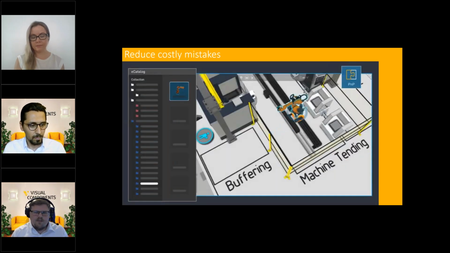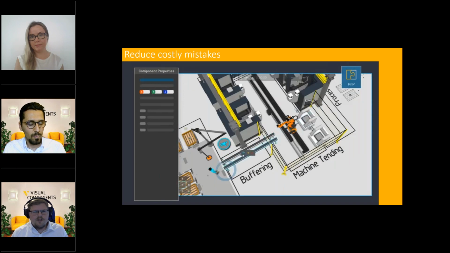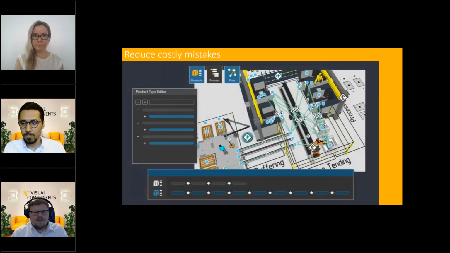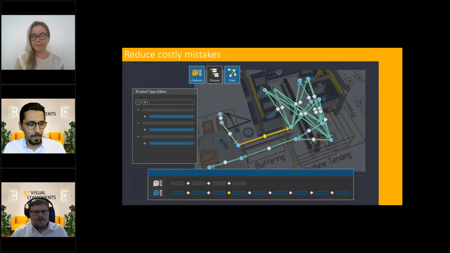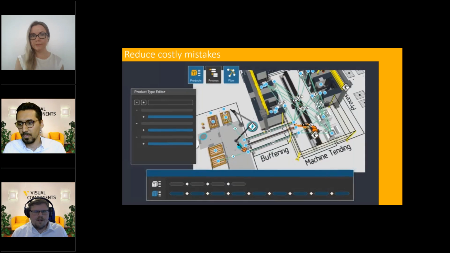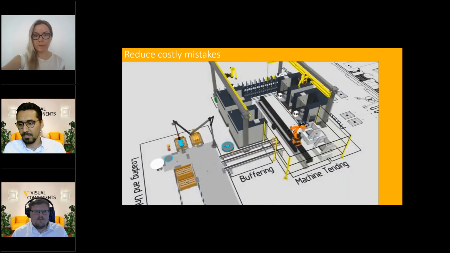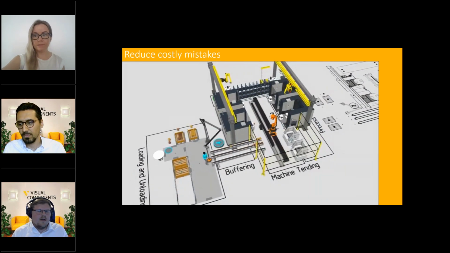For example, if we're implementing mobile robots on the shop floor, how many do we actually need? Where should we place the charging stations? Will it be enough to have 2, or do we need 3? These are questions we can quite easily answer with simulation, but could be hard without. And especially it could be very expensive to make wrong assumptions there.